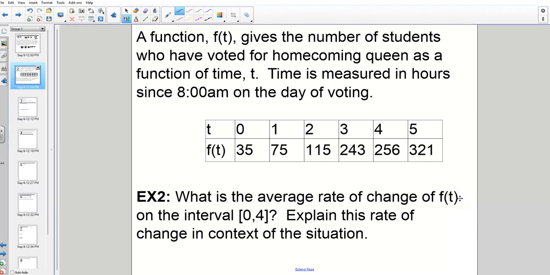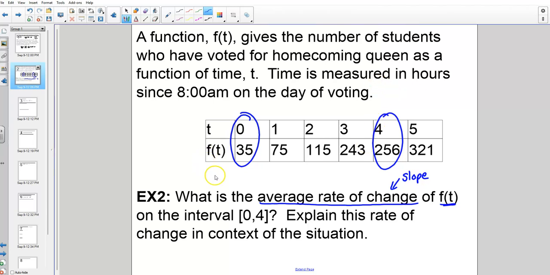When we see the phrase average rate of change, we should just be thinking slope. We're thinking slope of f of t between 0 and 4. So they're not asking us for the entire distance here. They're asking us 0 to 4. So we're looking for 0 to 4.